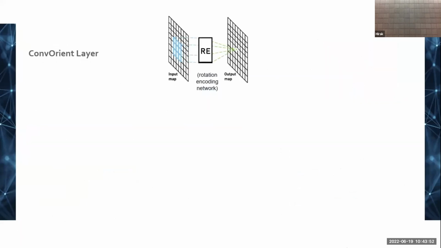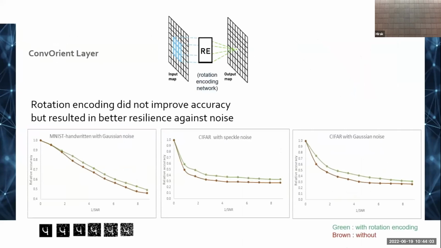The rotation encoding network RE was embedded in a novel layer called convariant that convolves with RE. To test the effect of rotation encoding, we trained 2 image classification models, same number of parameters, but one with rotation encoding and one without. Rotation encoding did not improve the accuracy but resulted in a better resilience against noise on MNIST handwritten digits, Fashion MNIST and CIFAR.